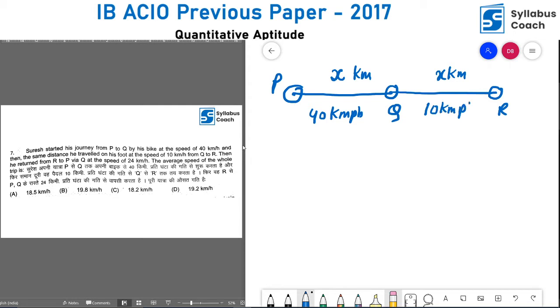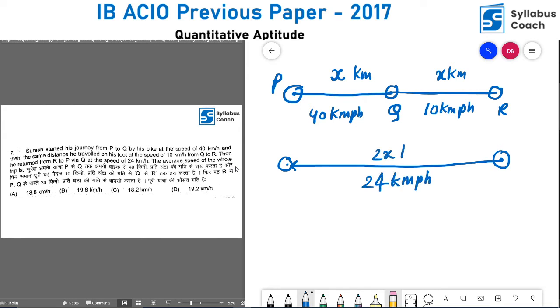Are you clear, students? And now what happened? Then he returned from R to P via Q. And now when he's returning, he returned directly from R to P at a speed of 24 kmph. And this time the distance is 2x kilometers, because he's coming completely back.